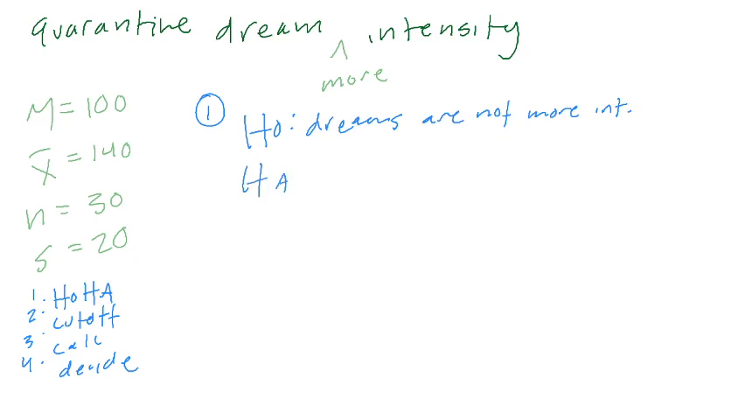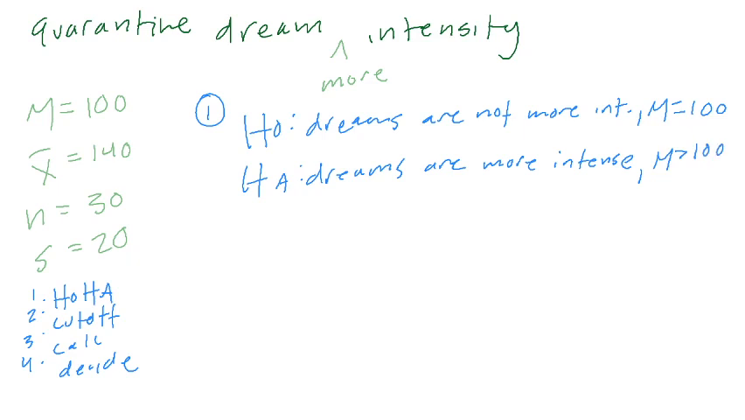And the alternative would be that they are: dreams are more intense. Of course we could flesh this out a bit more, but I'll leave it abbreviated. The hypothesis here is that we're going to fall in line with what's already known about the population. If we already know that average dream intensity on the scale is 100, then maybe quarantine dreams will just fall into that and there will be no difference. But we're predicting that there might be a difference, that maybe it's going to be of greater intensity. When we take a look at this sample mean, we might say, hey, that seems a bit higher than 100, but we'll let the math decide if there's a significant difference between these values.